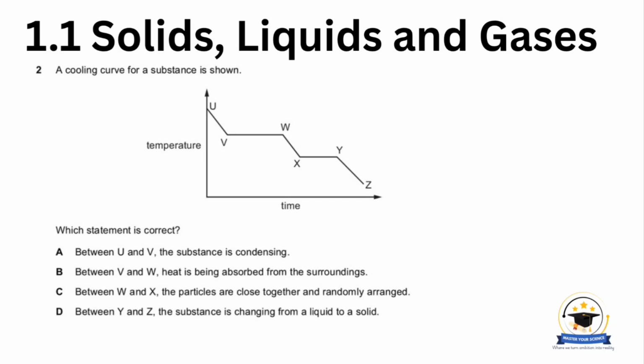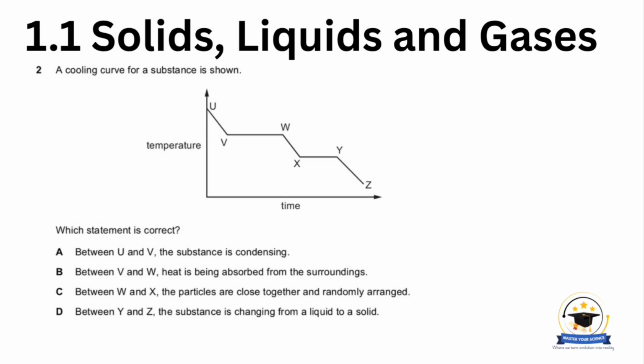Therefore, between U and V, the substance is a gas. Between V and W, we have a mixture of gas and liquid. Condensation is taking place. Between W and X, we have a liquid. Between X and Y, freezing is taking place, so we have a mixture of liquid and solid. Between Y and Z, we have a solid. The question says a cooling curve for a substance is shown, which is the cooling curve we have just discussed, and it asks which statement is correct.